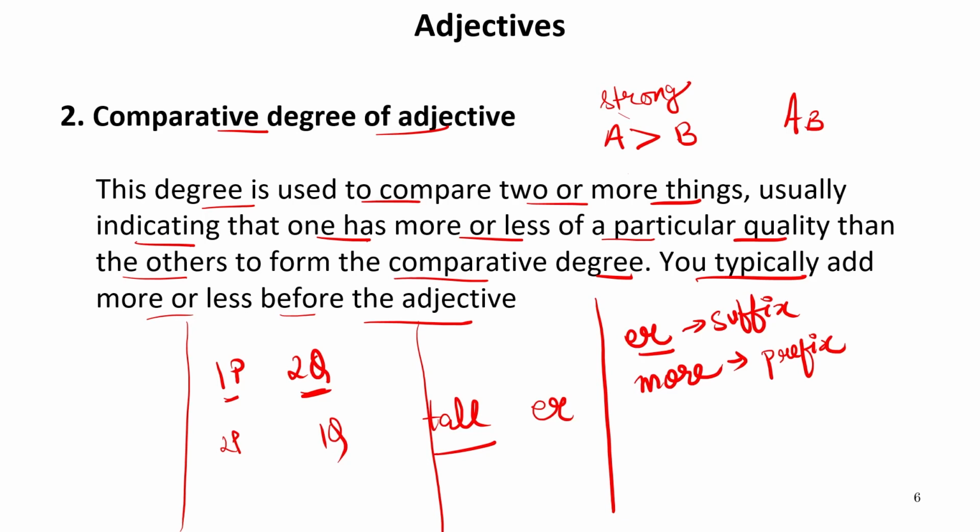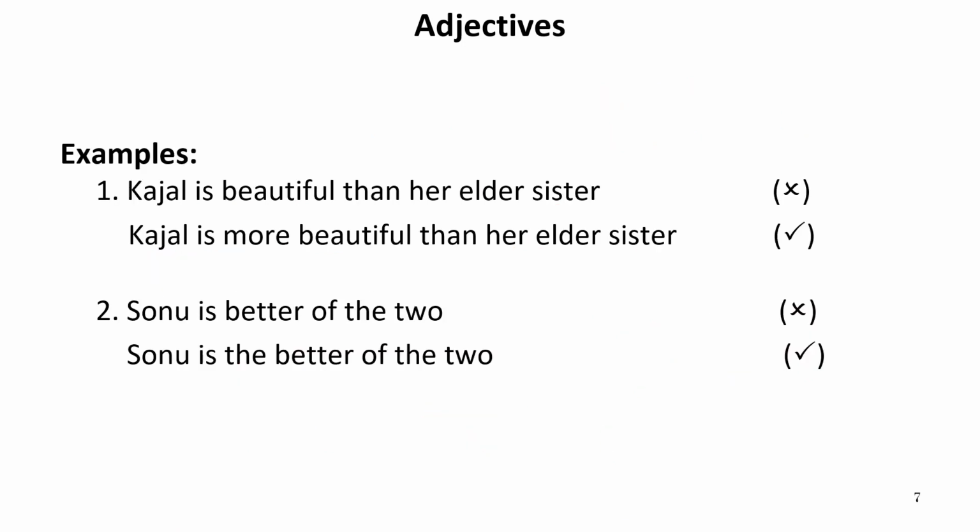Now let us move further. For example, Kajal is beautiful than her elder sister. So I'm here comparing Kajal with her elder sister, but the sentence is incorrect. Why so?